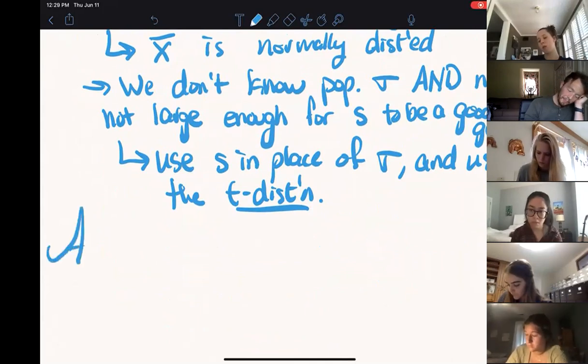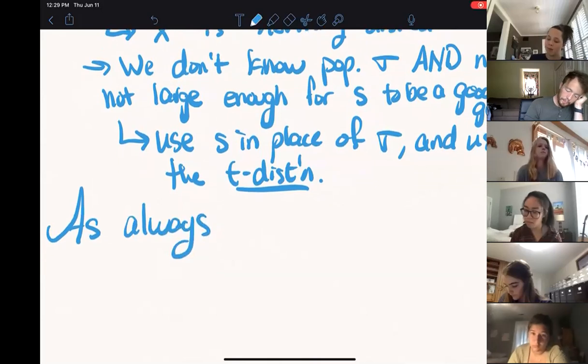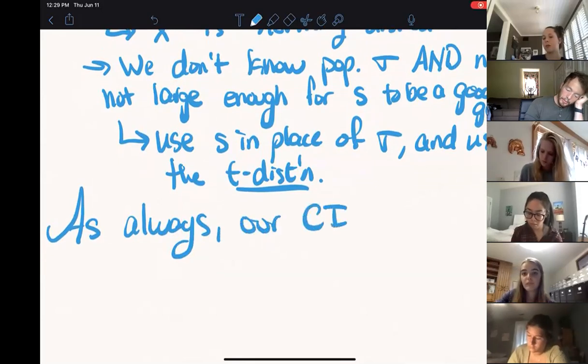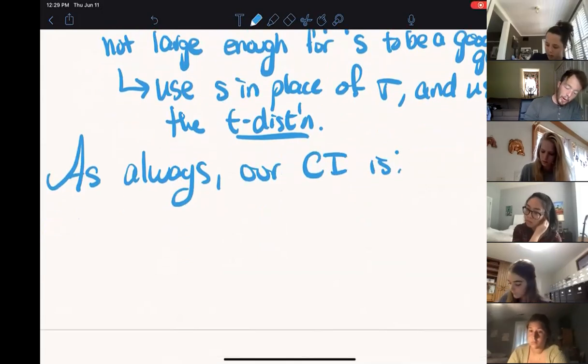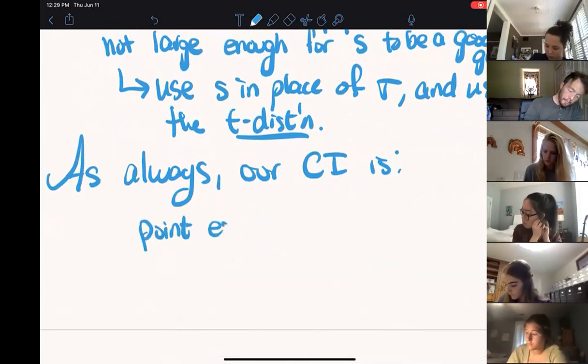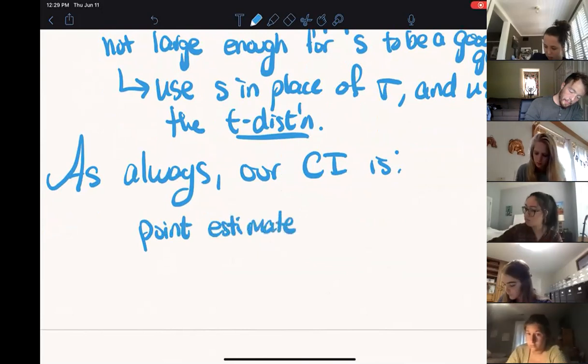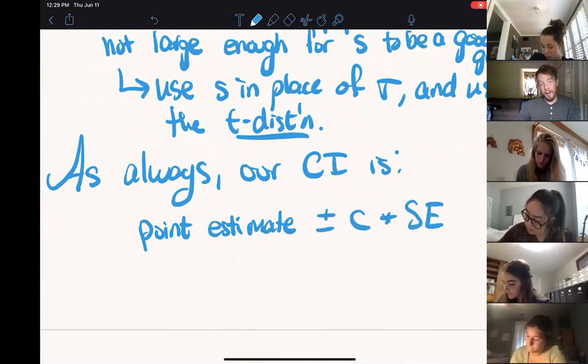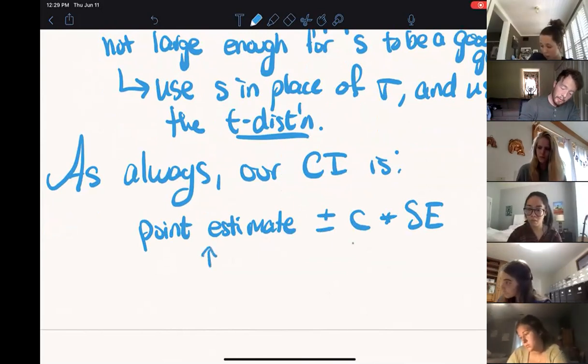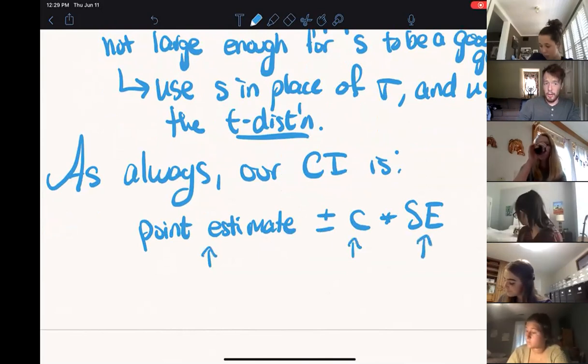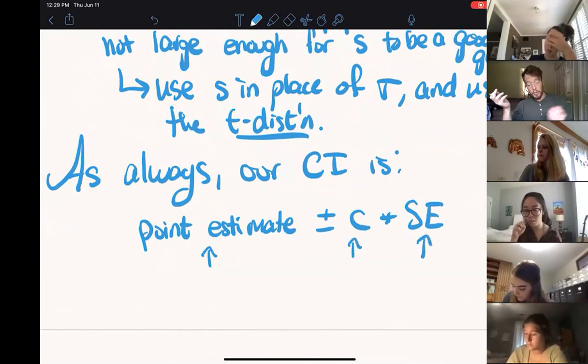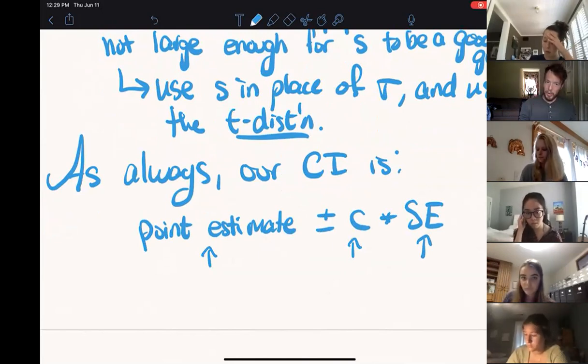So as always, now that we've reviewed our conditions and found the situation, our confidence interval is going to be the point estimate plus or minus c times the standard error. Remember, this is the form of the confidence interval for all confidence intervals that we're going to be doing in this class. But the question is, do any of these three things, the point estimate, the c, or the standard error, change when we're using the t distribution instead of the normal distribution? The answer is yes, but just one of them.